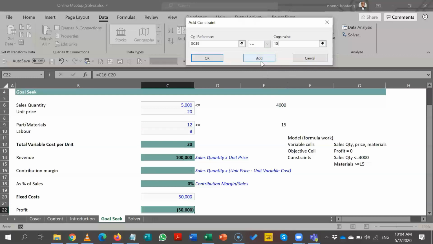Now, before I proceed, you saw some other options here. Aside from setting some cells to equal to, greater than, or less than or equal to, you can decide that the cell should be an integer. So let's say you are solving a model, or you're trying to find the optimum solution for a model, and you don't want any fractions. You can say that C9 should be an integer.